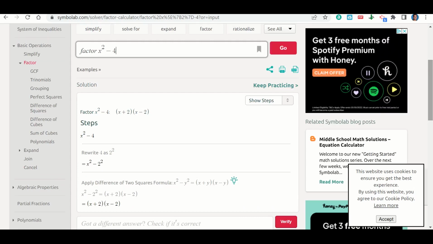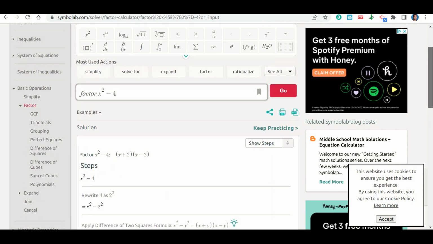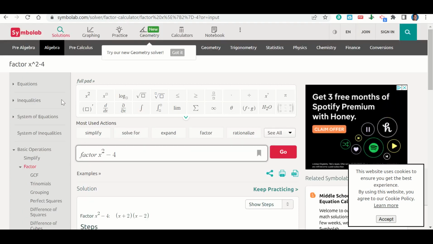So when I do that, it gives me the answer down here at the bottom. X plus 2 times x minus 2. And it shows me the steps of how I can get there. So this is one way to check your work to see if you did your work correctly when factoring. So this is how the Symbolab factor calculator can help you with your factoring.